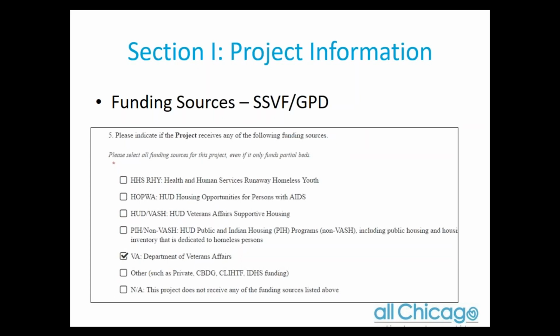For my SSVF and GPD programs, you'll be asked a similar question. So you'll first see the HUD McKinney-Vento. If you do not receive any funding through that, you will click NA. Then the next series of questions will ask if you receive any of the following: the Health and Human Service Runaway Homeless Youth, HOPWA, the HUD Veteran Affairs Supportive Housing. But most of our SSVF and GPD comes through the VA, so you would go ahead and click on that option.